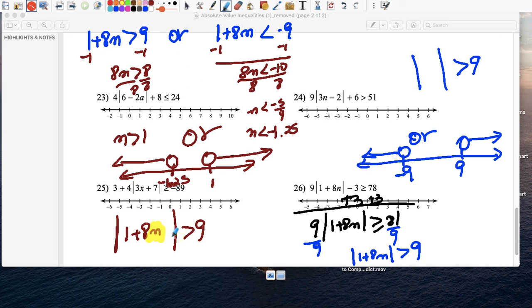Let's pick 0, for example. 8 times 0 is 0, plus 1 is 1. Is 1 greater than 9? Nope, doesn't work. Let's pick a number greater than 1. Let's pick 2. 8 times 2 is 16, 16 plus 1 is 17, and obviously that's greater than 9. Okay, I am really hoping that this helped.